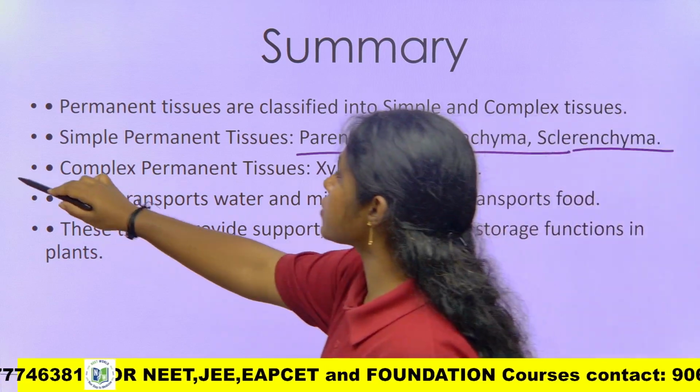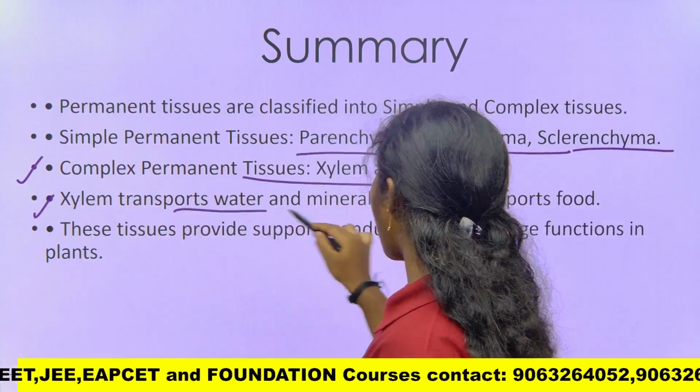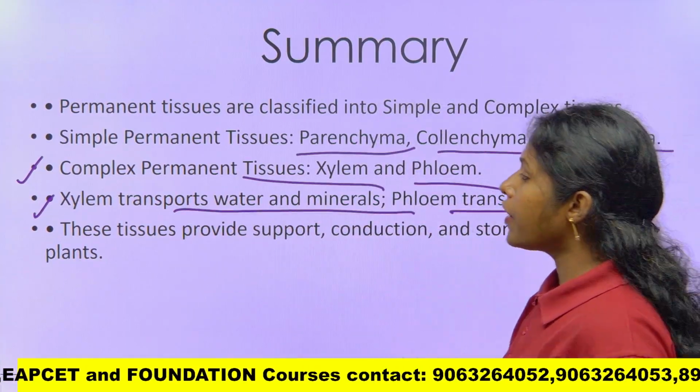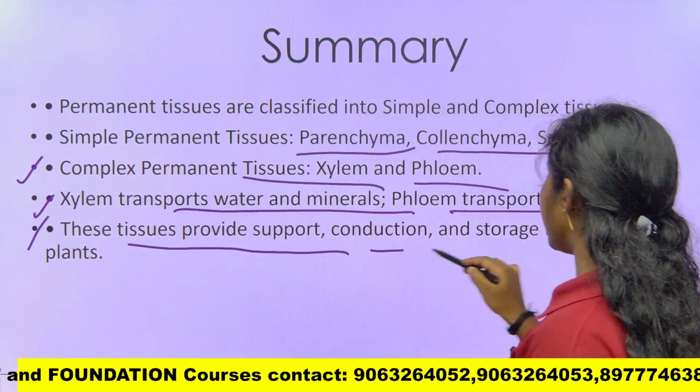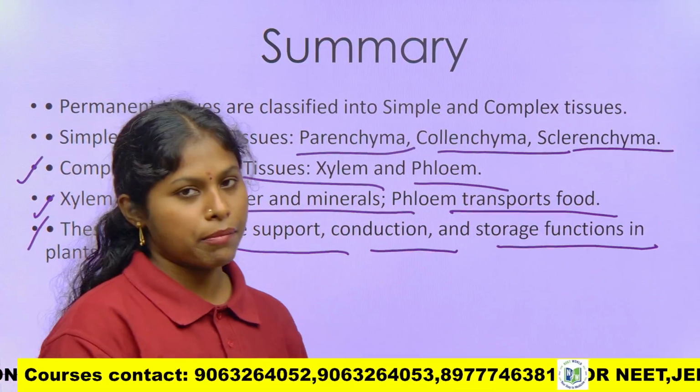The complex tissues are of two types, xylem and phloem. The xylem transports water and minerals, and phloem transports food, right. These tissues provide support, conduction and storage functions in plants. These are the true heroes behind the plant parts, right.